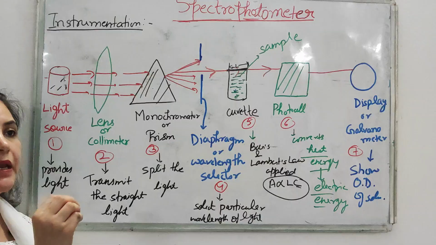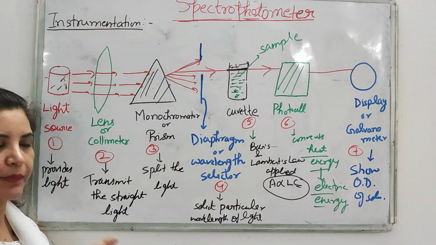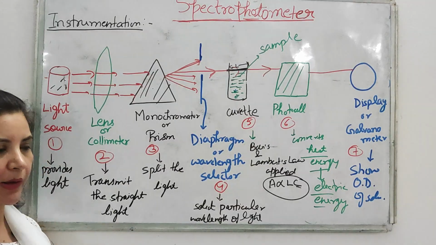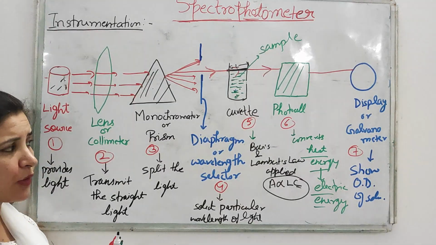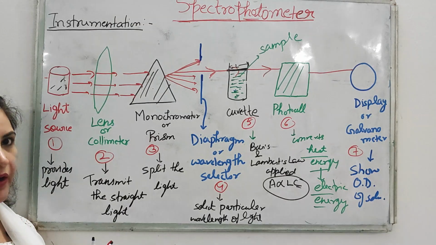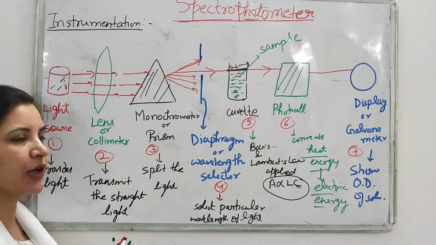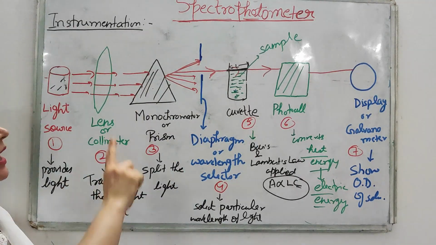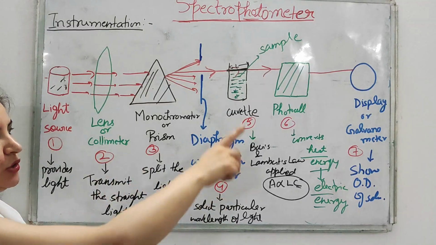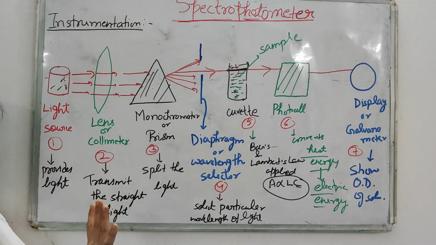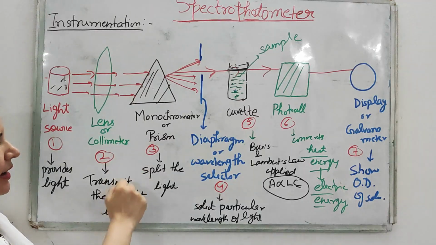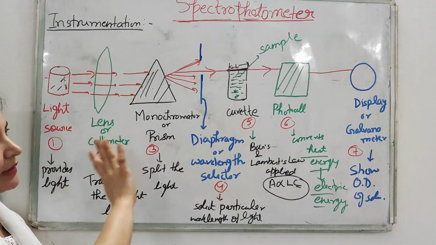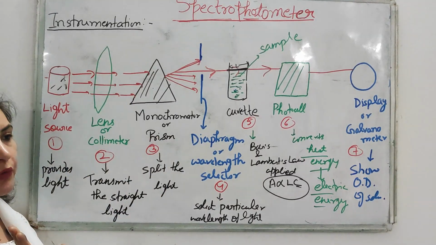After that you will write the types of spectrophotometer. Based on the beam of light there are single beam and double beam, and based on the source there are visible, UV and infrared. We have already discussed that. After that you will write the application, and then make this diagram in your exam and write all this instrumentation. Write it that way and you will get full marks. Make this diagram and on the lower side write the functions. So this is the complete topic of your spectrophotometer.